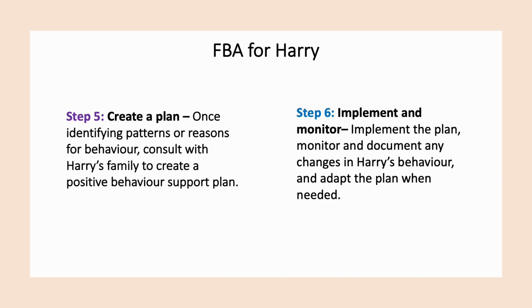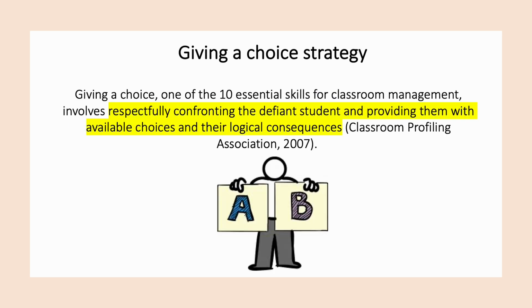Step 5. Create a plan. Once identifying patterns or reasons for behaviour, teachers could consult with families to create a positive behaviour support plan, which might include proactive and preventative adjustments or extra support. Step 6. Implement and monitor. The behaviour management plan will be implemented, and any changes in Harry's behaviour will be monitored and documented. If needed, the strategy will be changed and adapted to support management of Harry's behaviour.